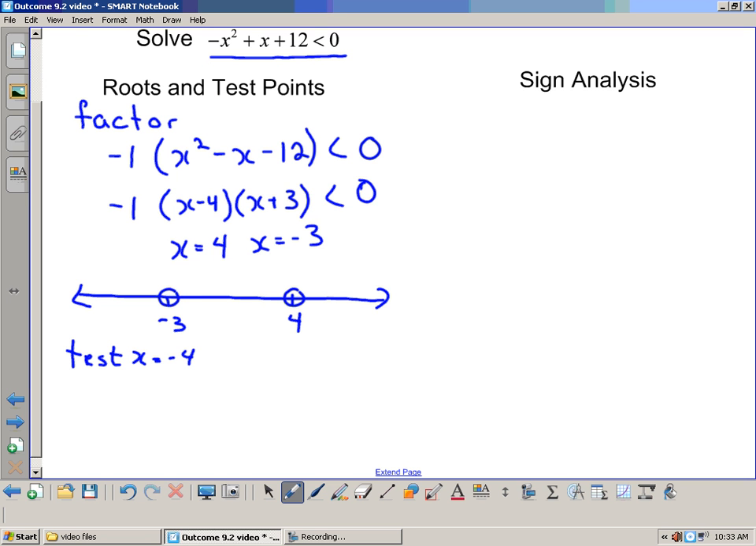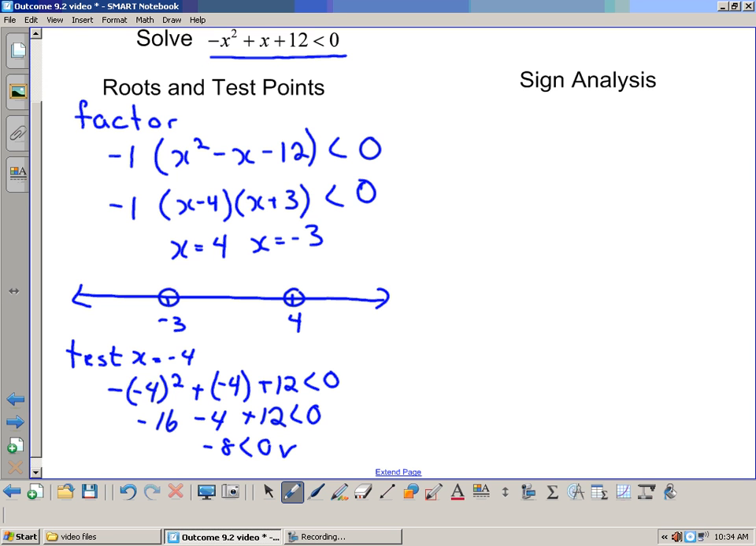If x is equal to negative 4, substituting into our original equation gives us negative 4 squared plus negative 4 plus 12 has to be less than 0. Negative 4 squared is 16, so this is negative 16 minus 4 plus 12 has to be less than 0. And we end up with negative 8 is less than 0, which works. So I know that the numbers on this side of negative 3 are included in my solution. We do not include negative 3 because our inequality says that it has to be less than 0. And at negative 3, the value of my inequality is 0. Let's check the next region.